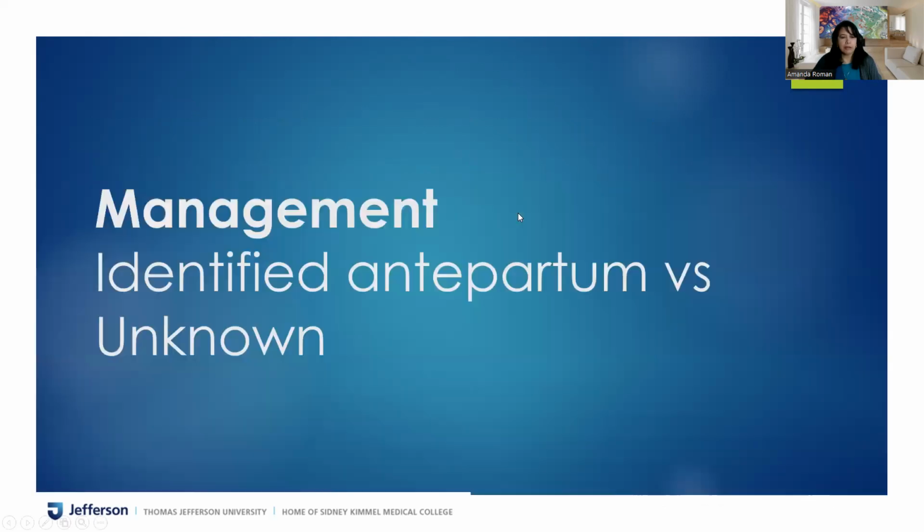We keep going. So now let's talk about how to manage the placenta accreta spectrum. It is very important. There is a great difference between an identified placenta accreta spectrum versus the unknown that is encountered in L&D, sometimes in the middle of the night when you're not ready to manage the cases.